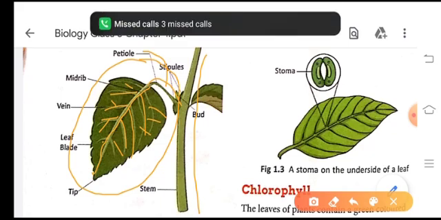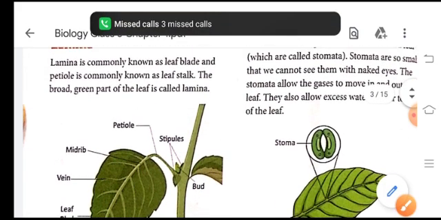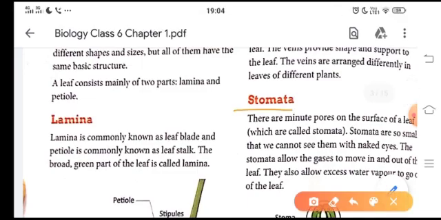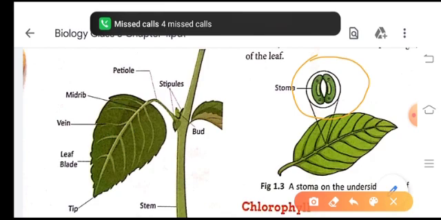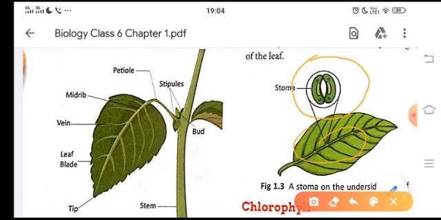The next structure is stomata. Children, stomata are the minute pores present on the surface of leaf. Now, as you see, children, they are bean shaped, or you can say kidney shaped. Now, these are the minute openings which are present on the surface of leaf. They are very small. We cannot see them with our naked eyes. They can be seen under the microscope.